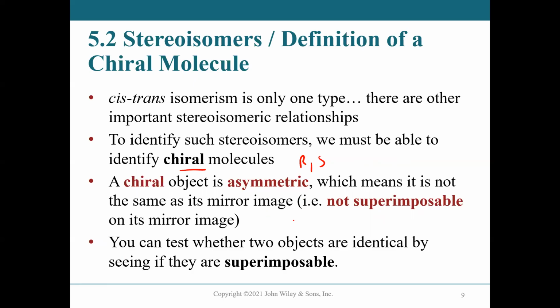So basically, think of your right hand and your left hand. They're mirror images, but you're not going to be able to put your right hand over your left hand and get the same thing. It says you can test whether two objects are identical by seeing if they are superimposable. So I'll leave that there because there are some important definitions on this slide.